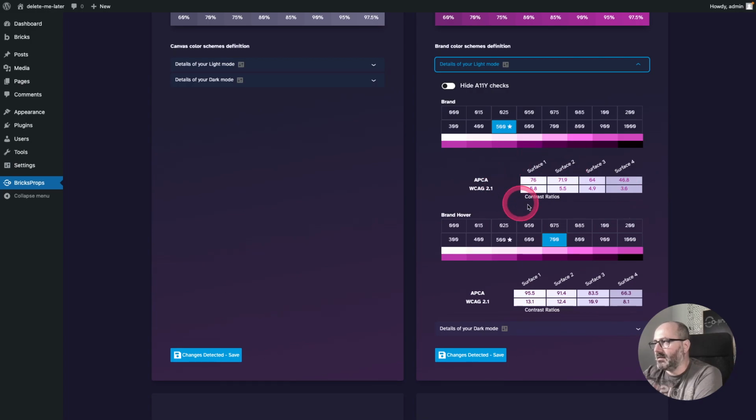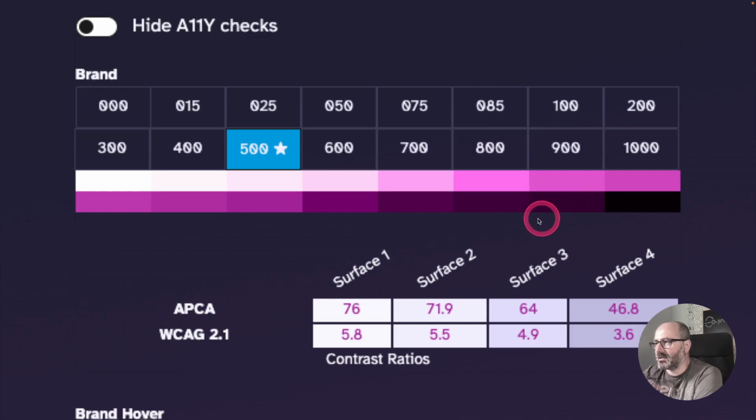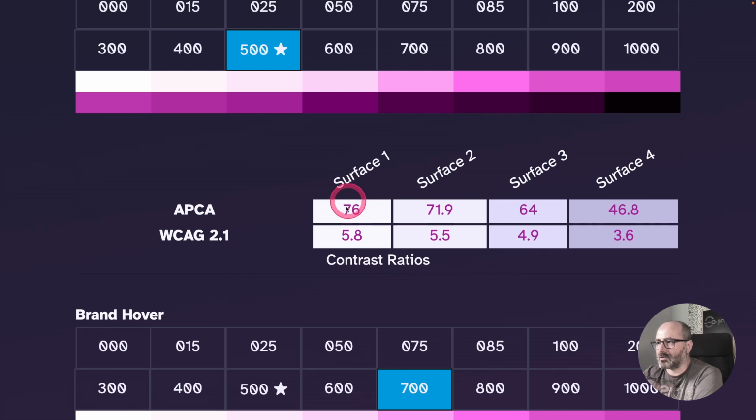And here again, we have the accessibility check that lets me know what this color choice will result in on surface 1, 2, 3, and 4. So for example, my brand color will not be AAA because none of them is over 7 to 1. It will be AA over surface 1, 2, and 3, but it won't be AA over surface 4.